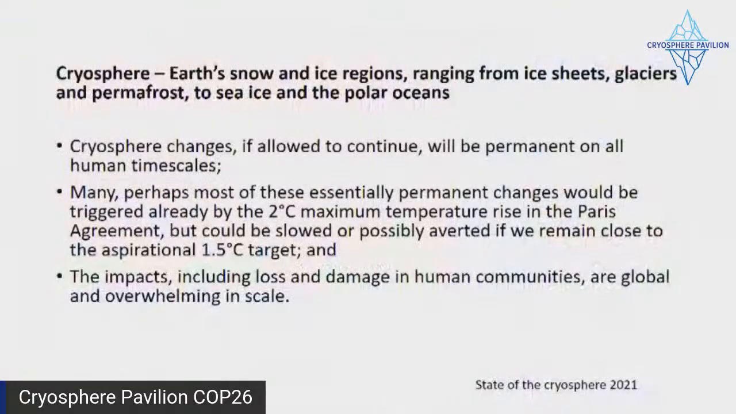So for those that have a busy timescale and can only be here for the first three slides, first of all, I'd like to define the cryosphere. This is the Earth's snow and ice regions, ranging from ice sheets, glaciers, and permafrost to the sea ice, and it also includes the polar oceans, not just the ice in the oceans, but the polar oceans.